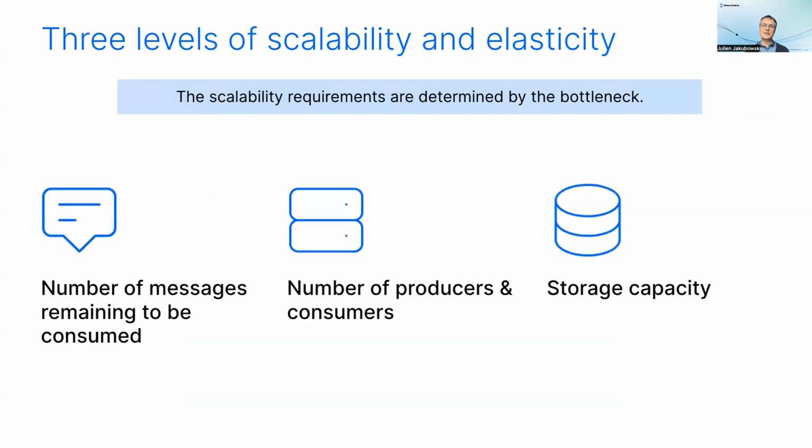The scalability requirements are determined by the bottleneck you have to address. If your bottleneck is the number of messages to be consumed in a topic, then you need to scale on the consumer side. But when the bottleneck is the number of topics or the number of connections with clients, then you need to add more processing power to the Pulsar cluster. And when the bottleneck is the storage capacity, then you need to add more storage capacity to the Pulsar cluster. Let's delve into the first bottleneck, which is likely to be the most common one you will encounter.